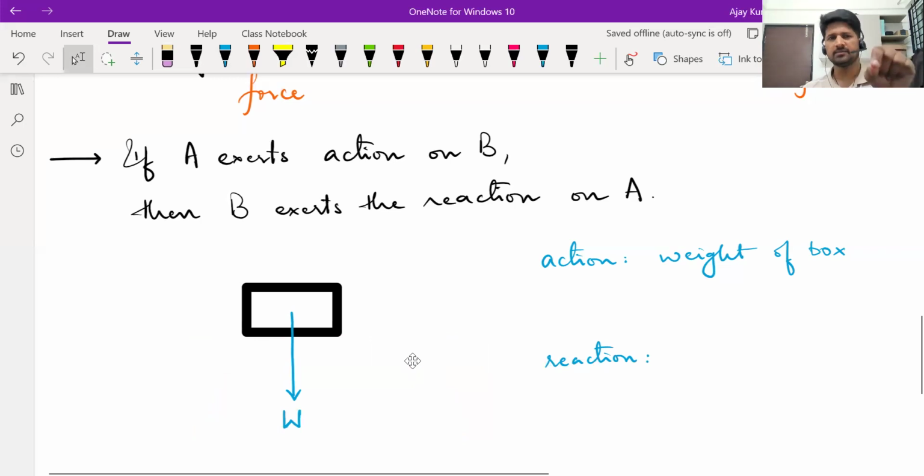Okay. Now, suppose the table was not there. Will the block still experience weight or not? Yes, sir. And weight is a force. Does that mean now there is no reaction to it? In this case, you tell me, suppose a block is released in air. You know its weight will be acting on it, due to which it will start falling down also. Where is the reaction to that force if the table is not there?